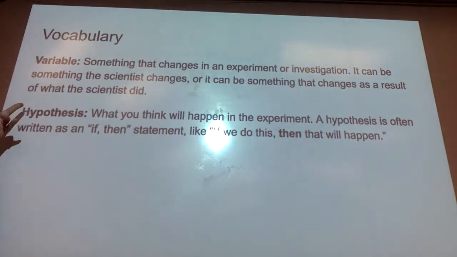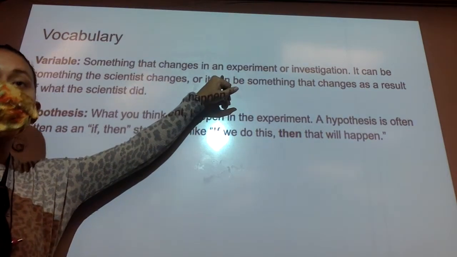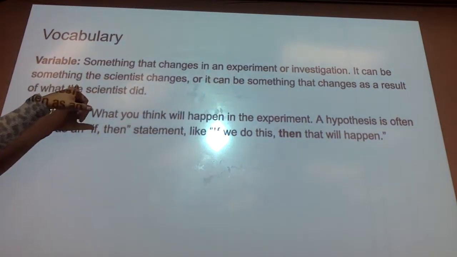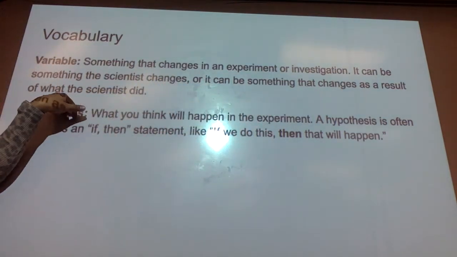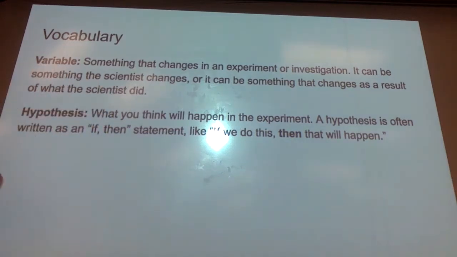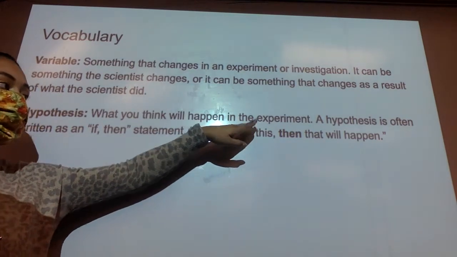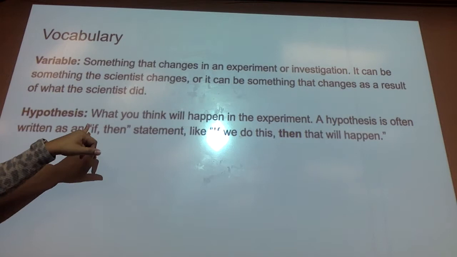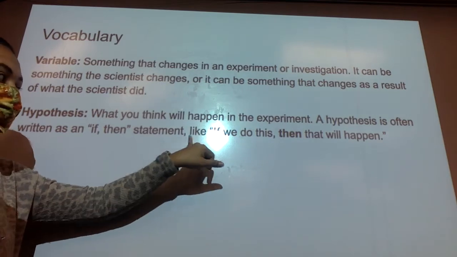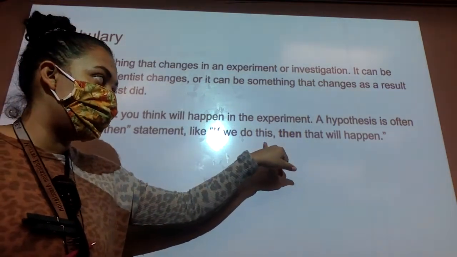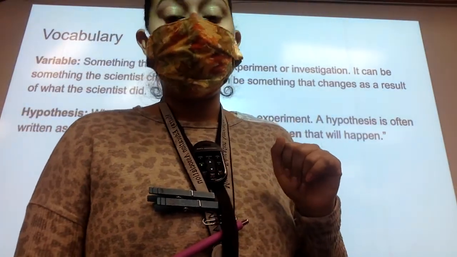So here are two vocabulary words. Variable: something that changes in an experiment or investigation. It can be something the scientist changes, or it can be something that changes as a result of what the scientist did. Hypothesis: what you think will happen in the experiment. A hypothesis is often written as an if-then statement, like, if we do this, then that will happen. We never knew what they would do. I did not call on anybody.